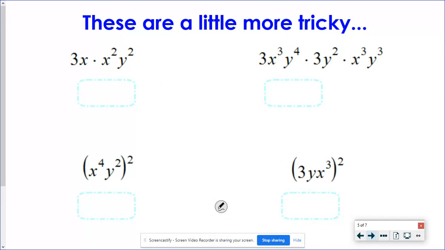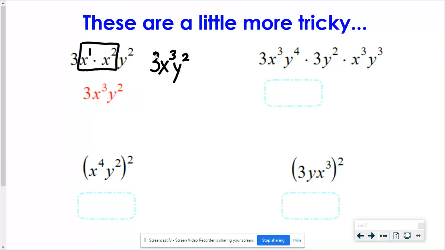So I would have my 3 that's going to stay on the outside, or in front, I should say. This first x is really x to the 1st. So when I put these together, same bases, I add those exponents, that gives me x to the 3rd. That y squared just kind of hangs on at the end. Numbers first, and then when we do variables, we want to go alphabetical. So we would usually want the x's before the y's. Occasionally, you'll see some answers that are not in alphabetical order, which I don't really like, but it's just kind of sometimes how worksheets write things out.